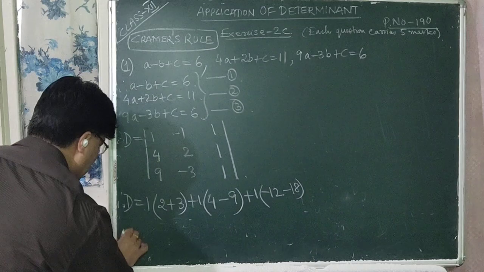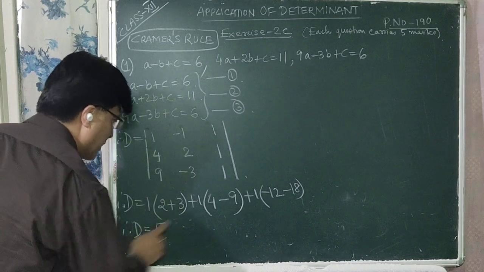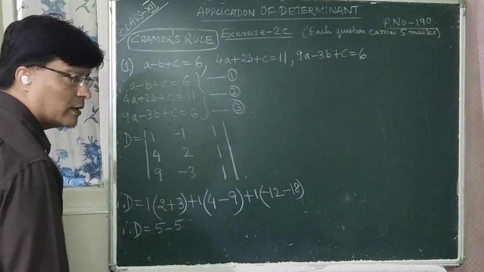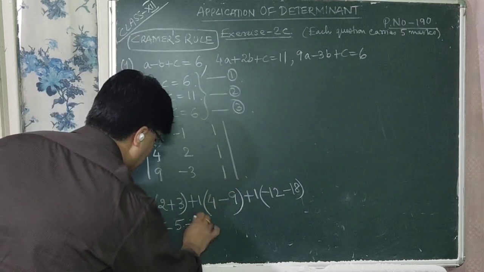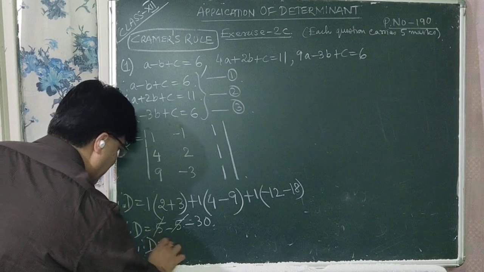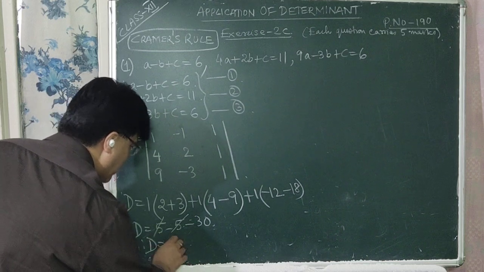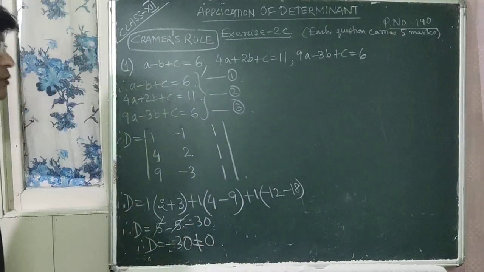Let us simplify it. So D is equal to 3 plus 2, 5. 5 1s are 5, right? 4 minus 9 is minus 5. Minus 5 into 1 is minus 5. And what is the last one there? Minus 30. So here 5 and 5 get cancelled. So what is the value for D? What is the value for D here? It is minus 30. That means not equal to 0.